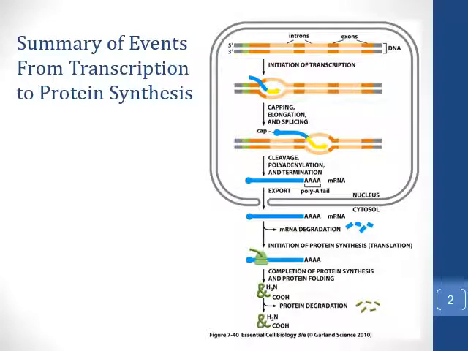If you take a look at this slide right here, everything in the nucleus we've talked about so far. We've talked about initiation of transcription. We've talked about processing of the mRNA: the capping, the elongation, the splicing. We've talked about polyadenylation and how that's associated with termination. And so when all is said and done, what you end up with is this mature mRNA.